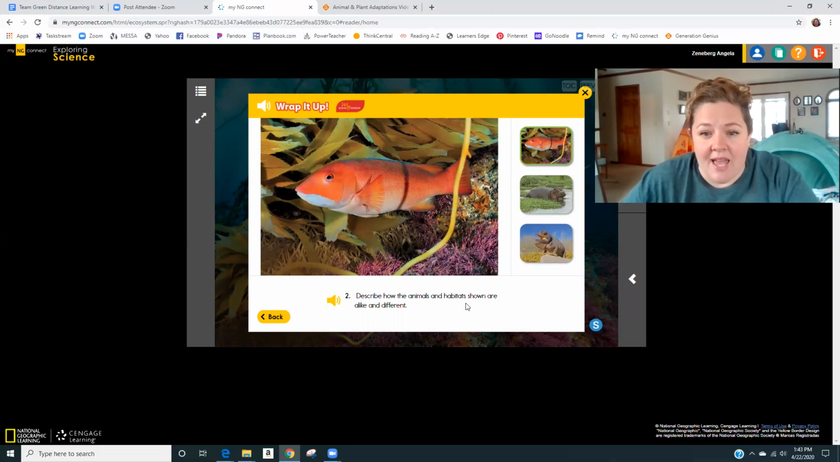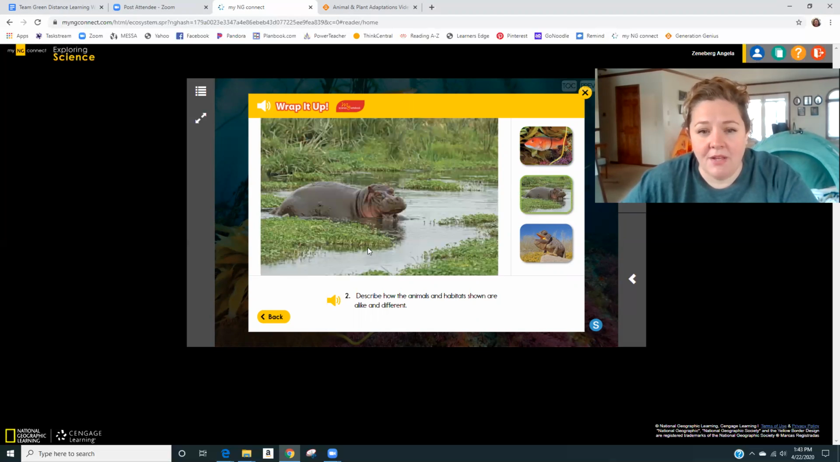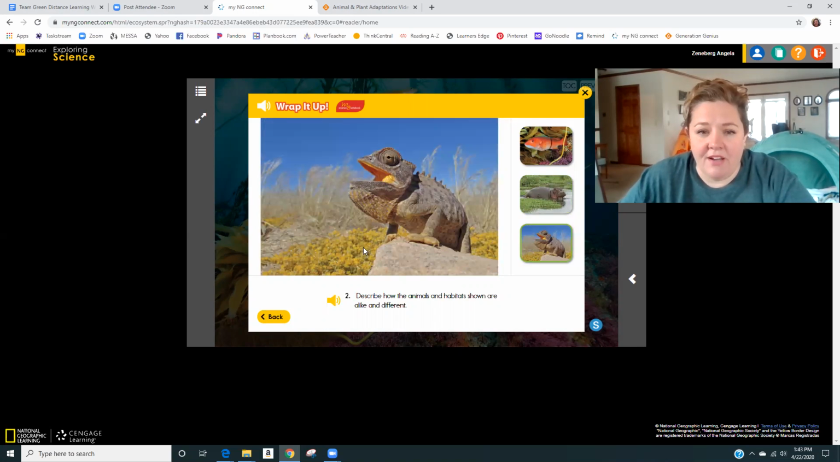Describe how the animals and habitats shown are alike and different. So we have three images here. We have our fish that lives in the ocean or lakes and streams and ponds. We have our hippopotamus, which currently is inside the water, but we know that it can eat and live both in the water and on land. And our chameleon friend here, who is always going to be found on land.